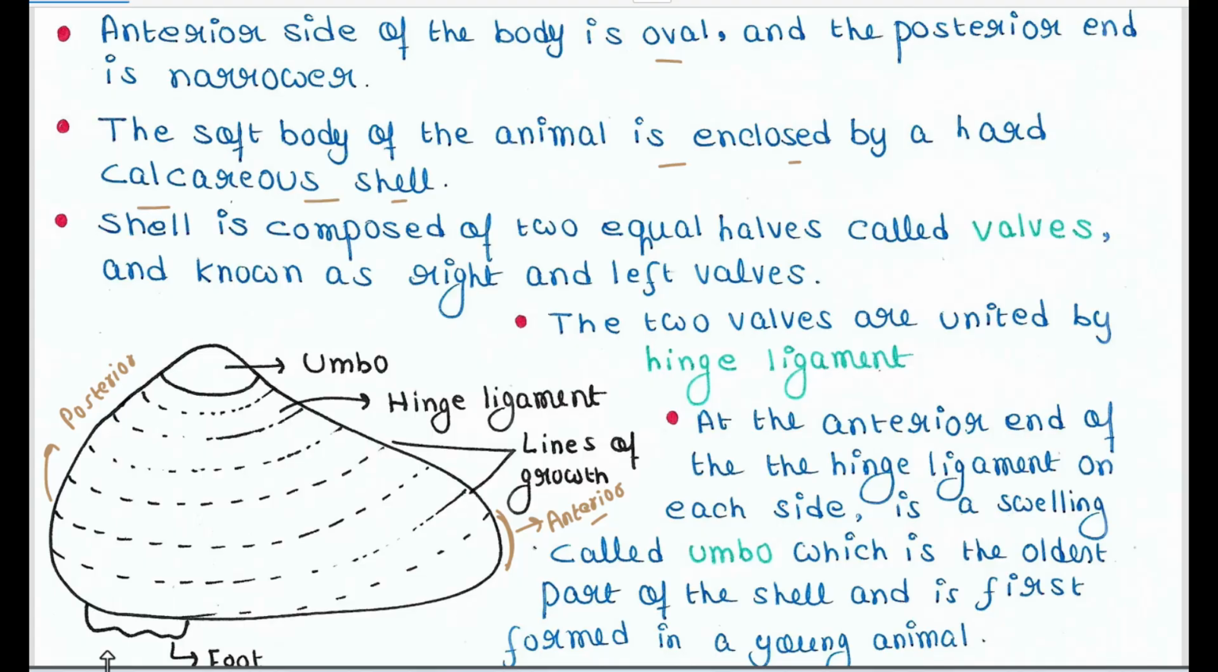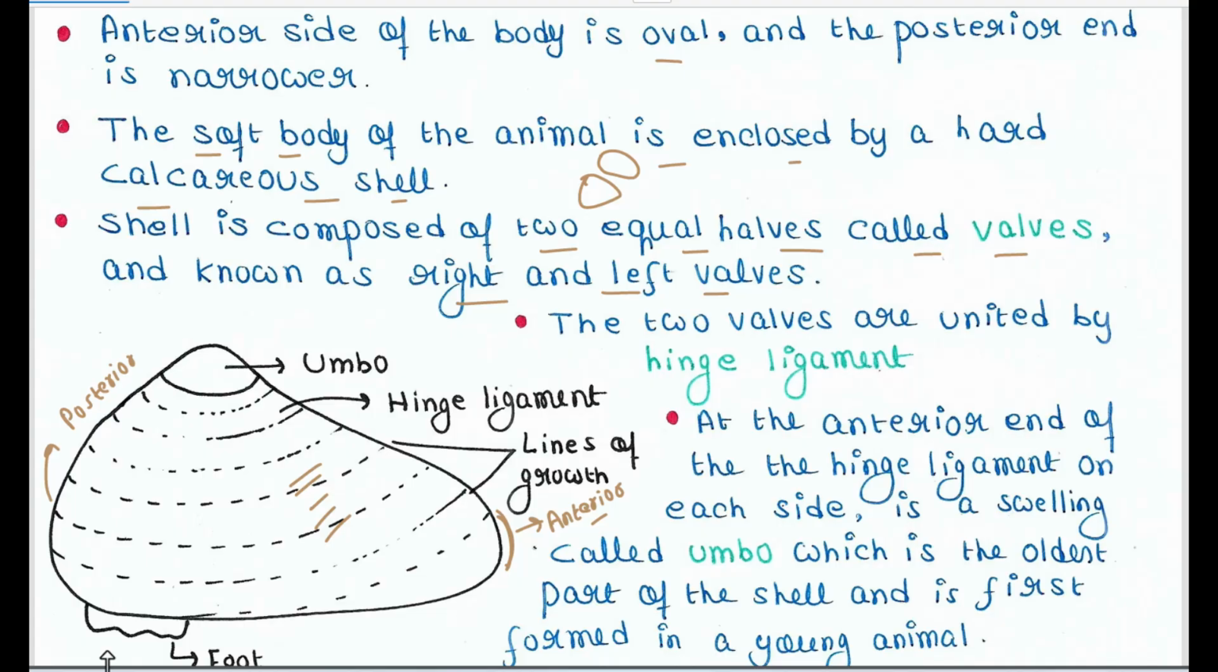So you can see this shell. This is made up of calcium, and beneath this shell, it has the soft body. And this shell is composed of two equal halves called valves. You can see that this is one, and here is the other valve. Two valves are there, and they are known as right and left valves.